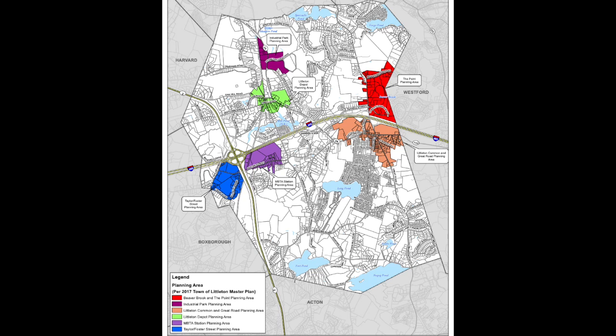map to provide context. The Beaverbrook and the Point area is shown in red, Ayer Road Industrial Park shown in pink, Littleton Common and Great Road area shown in orange, the green-colored Littleton Depot planning area, the purple MBTA Foster Street area, and the blue Taylor Street/Foster Street planning area. Note, for the purposes of the Littleton Station area work, we combined the purple and blue areas.